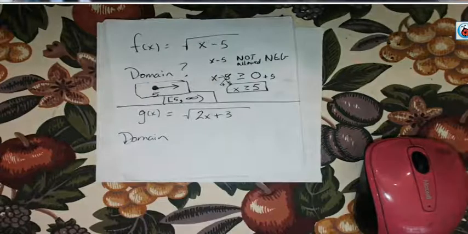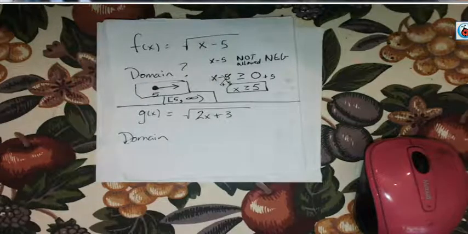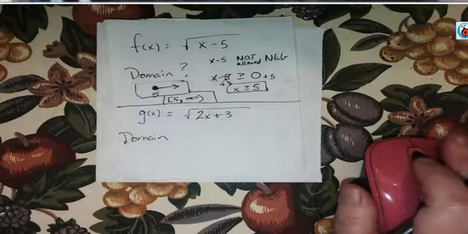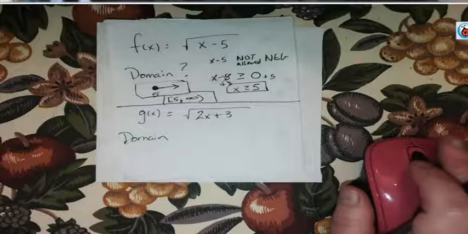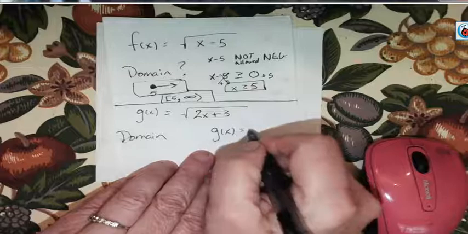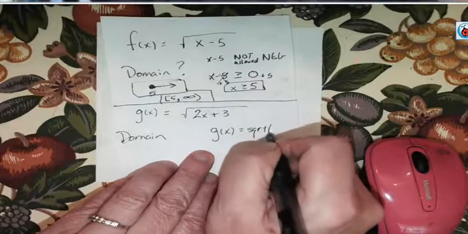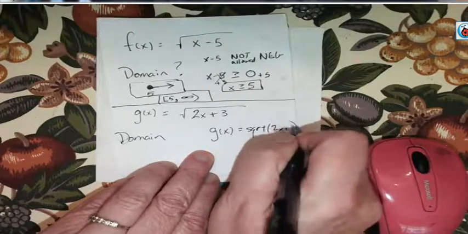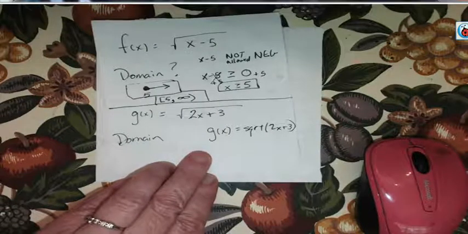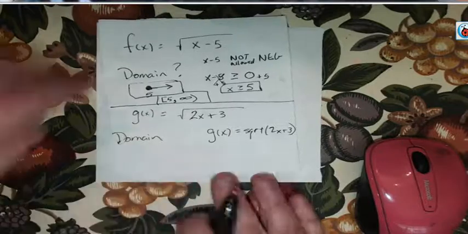Okay, what about this guy? What is the domain for this guy? That's what I want you to do on your test. I can't write it with a square root symbol, so on your quiz, I'll have it written like that. Okay, so I want you to tell me what the domain is in interval form.